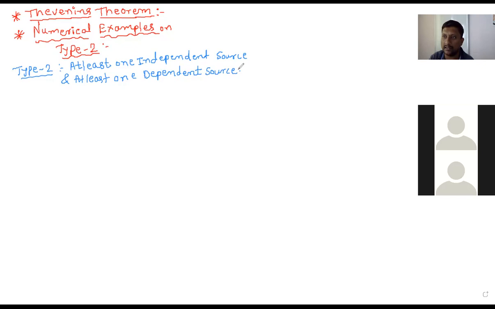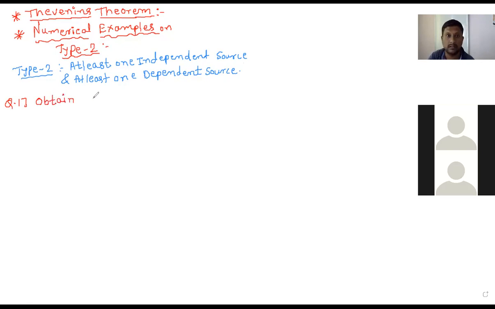If it is there, then we have to classify that network into type 2, and according to the steps of type 2, we have to apply the Thevenin's theorem to find out the given or asking parameter. Now question 1 we can take. Just simple, we can start. Simple question, we can take the first one.